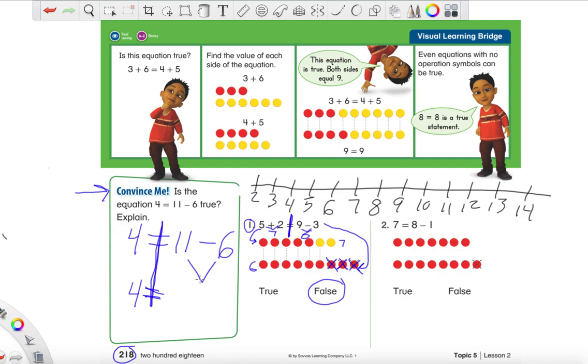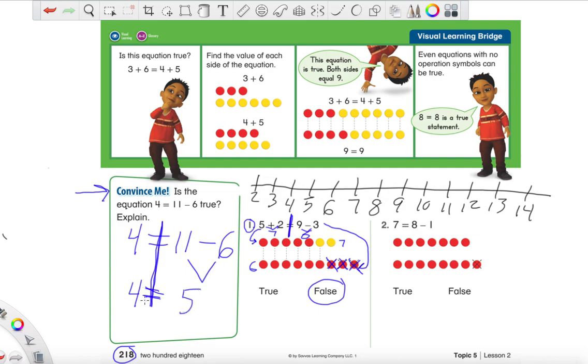We can solve 11 minus 6 using a number line. We do this all the time. So I start on 11, and I jump. Do I jump forward towards the 14, or do I jump backwards towards the 2? Well, since we have this minus sign, I need to jump backwards. 1, 2, 3, 4, 5, and 6. And I landed on 5. So now we know that 11 minus 6 is 5.